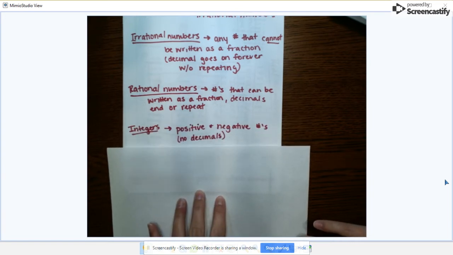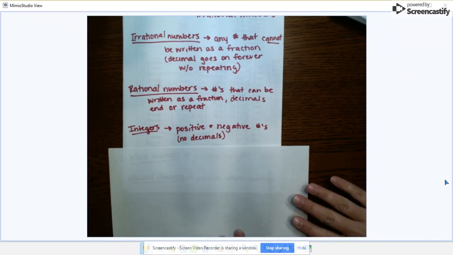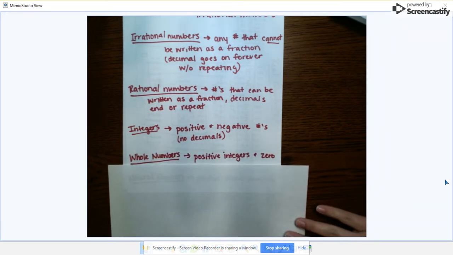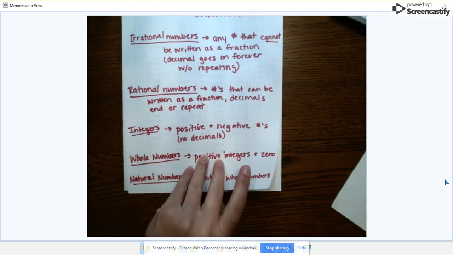Integers are any positive and negative numbers without any decimals. Then we have whole numbers, which are positive integers, and then we also include 0 as a whole number. And then the last classification would be natural numbers, and those are strictly positive whole numbers.